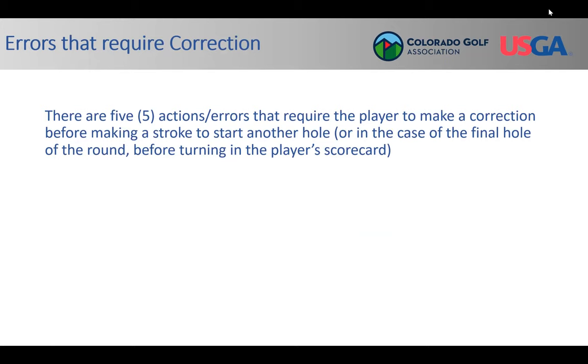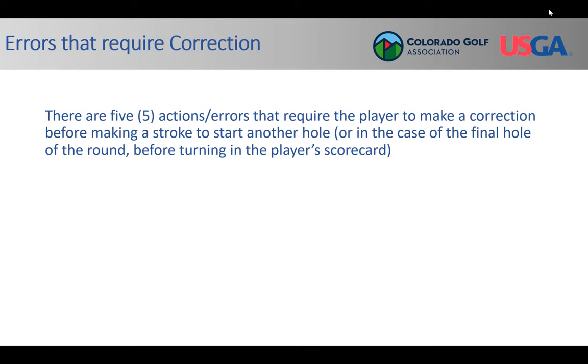So I want to talk about errors first. When we talk about errors, these are things that are going to require a correction. We could do a lot of different things after we've made this error, but no matter how much we do, we're going to have to go back to that original point and fix something. There are five actions or errors that are going to require the player to make a correction before making a stroke to start another hole, or if we're talking about the final hole of a round, before turning in that player's scorecard. You'll see this a lot when we talk about these next five things.